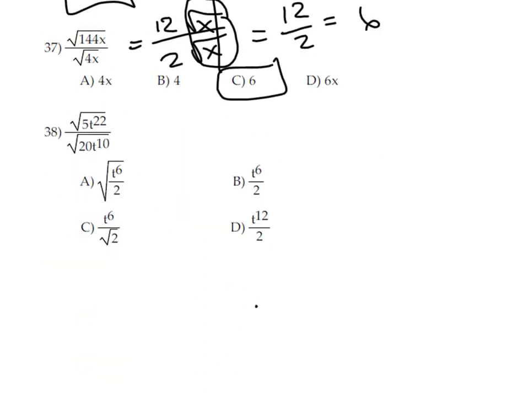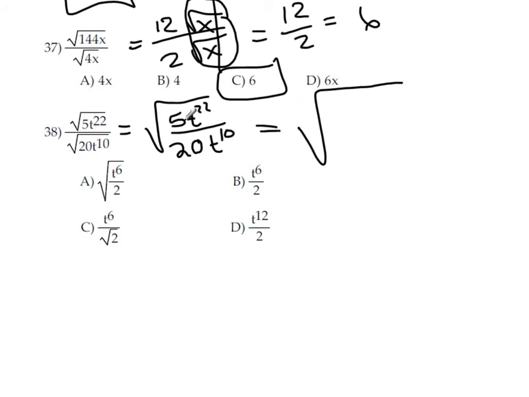Many different ways you can tackle that one. Alright, last but not least, we have 38, in which we have to simplify. Now, you might be thinking, oh, well, 22 and 10, those guys are perfect squares. Yeah, but 5 and 20 aren't, so I'm going to go ahead and combine them, just to make it look a little bit cleaner, I hope, at least. So when I put them all under one radical, now I've got to simplify. Now, 5 can go into 20, that reduces to 1 over 4.